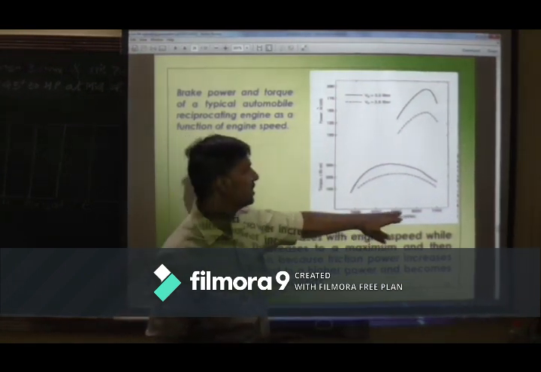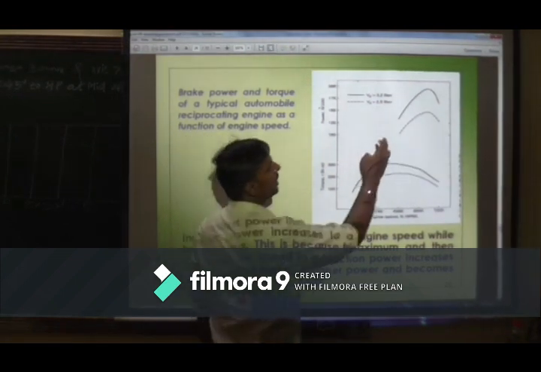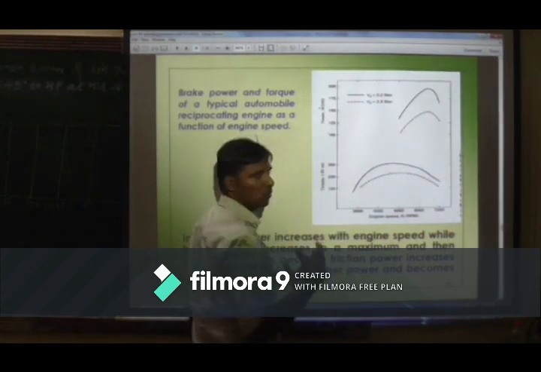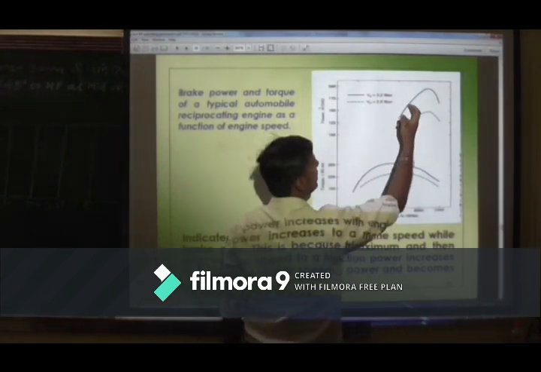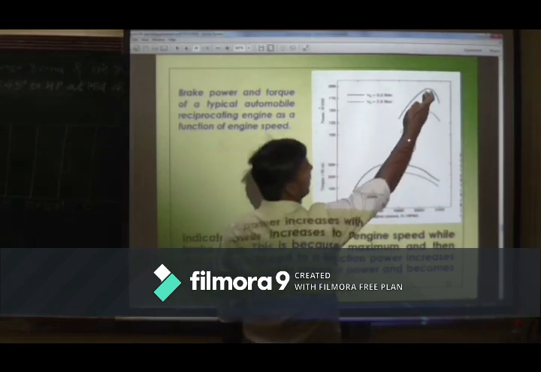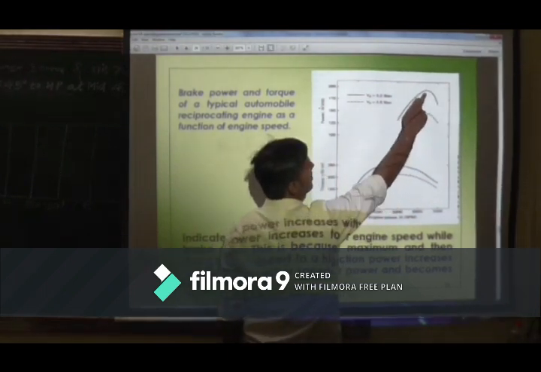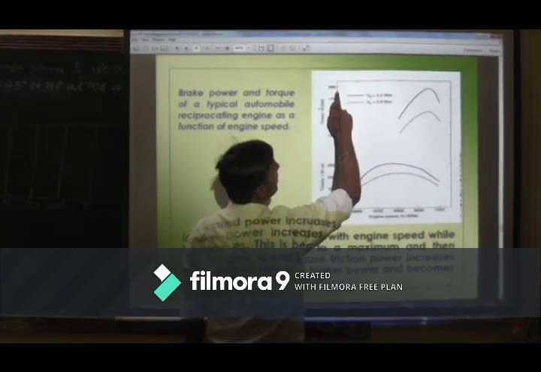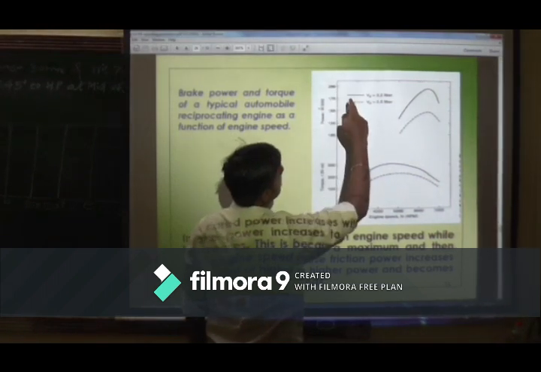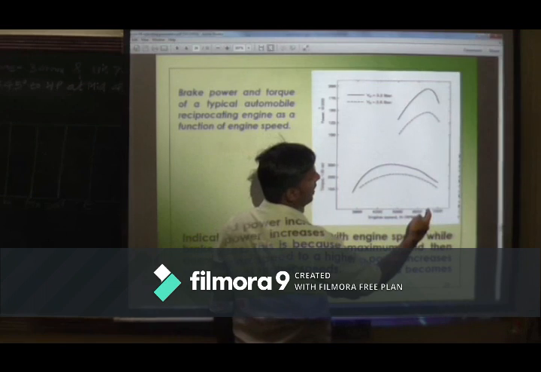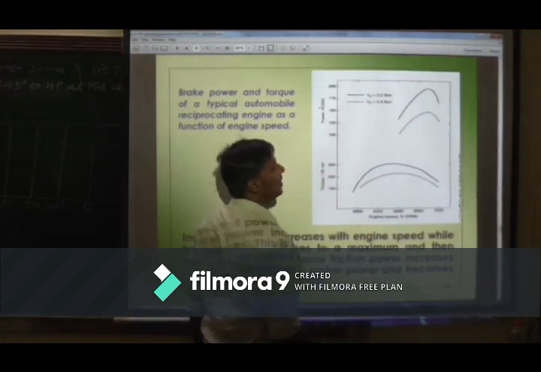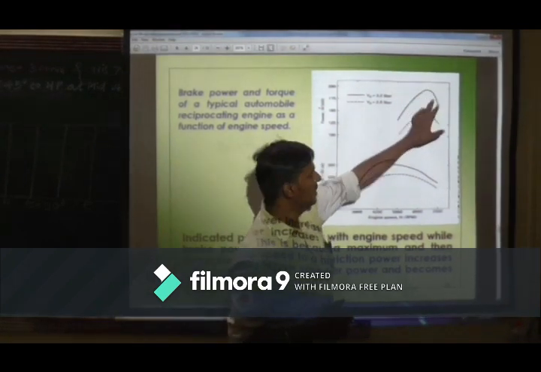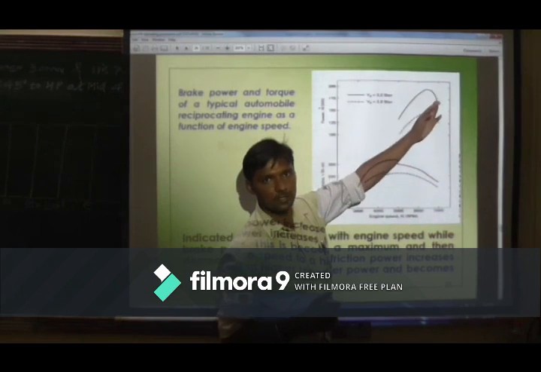As engine speed increases, we get more power. The power the engine can produce also increases, and it reaches its maximum position, the maximum power we can get. We get around 200 kilowatt at around 6500 rpm. So this is the maximum power, and as speed increases further, it will decrease.